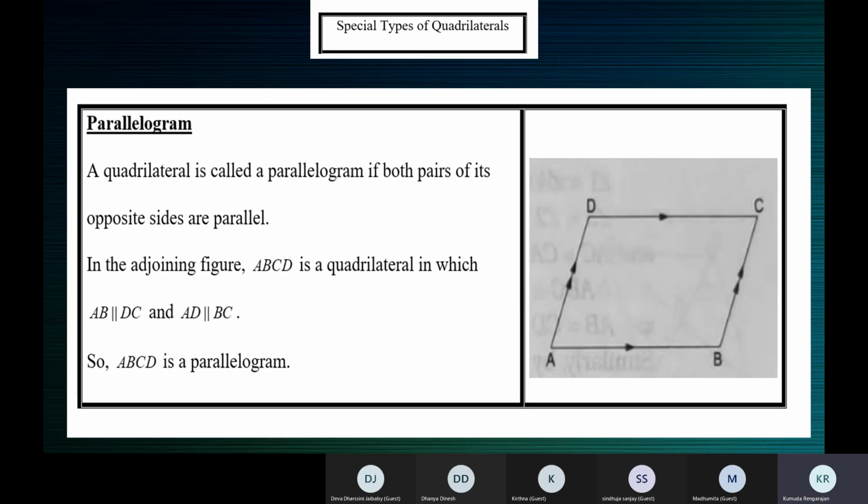How many points do you have in your book, children? 5, ma'am. What's the last one? Diagonals are unequal. So these are the properties of a parallelogram. We have more properties. This is enough for standard 8. So in a parallelogram, both pairs of opposite sides are parallel. Both the pairs of opposite sides are equal.